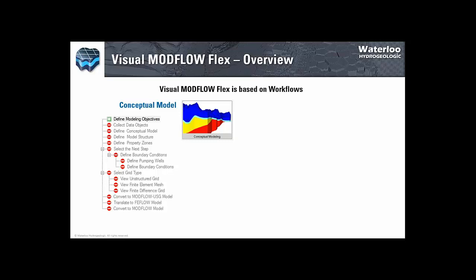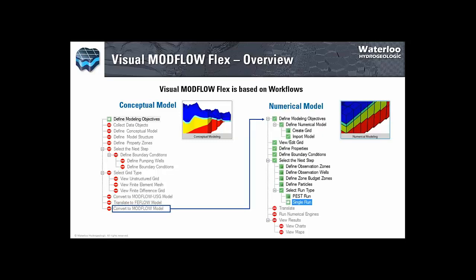The workflow has a series of steps that get validated as you progress through building your model. Once you're done, you can convert your model into a MODFLOW model or a MODFLOW-USG model, and then proceed to the numerical workflow, again with a series of steps that allow you to define the various portions of your model.